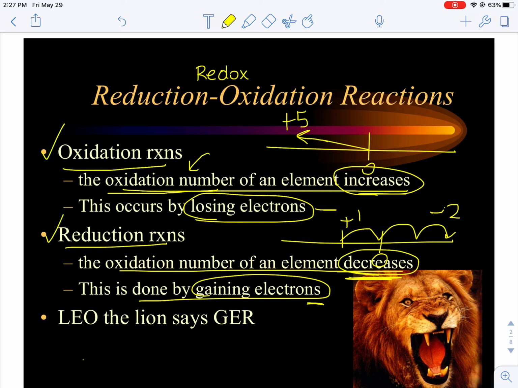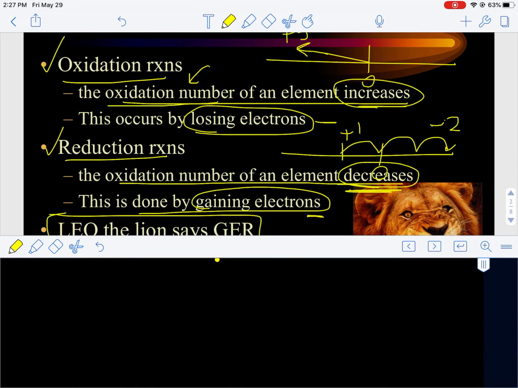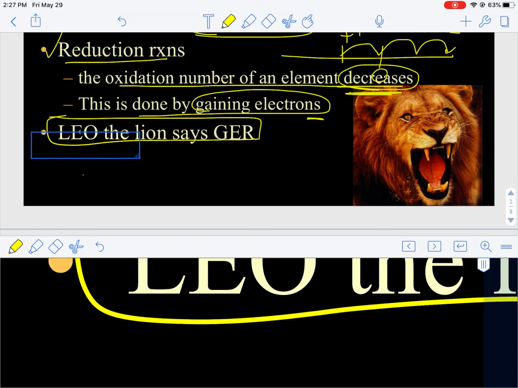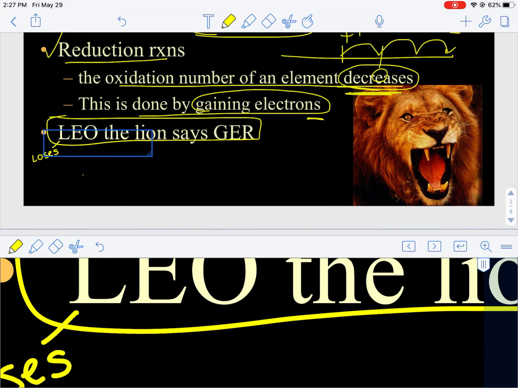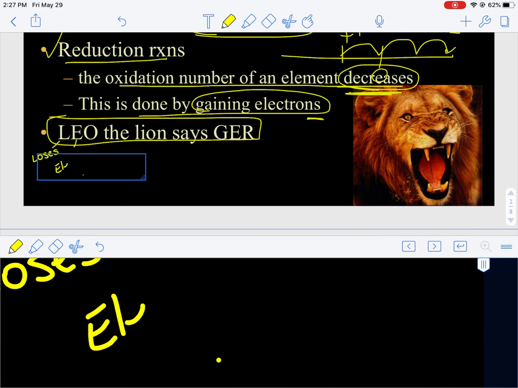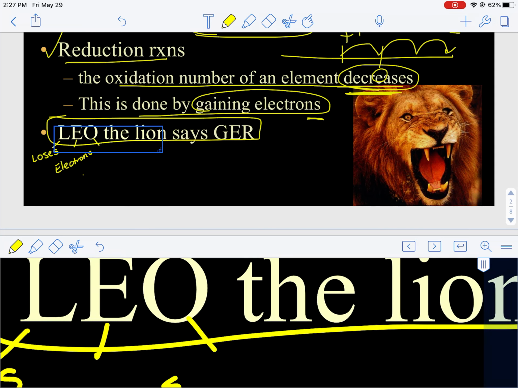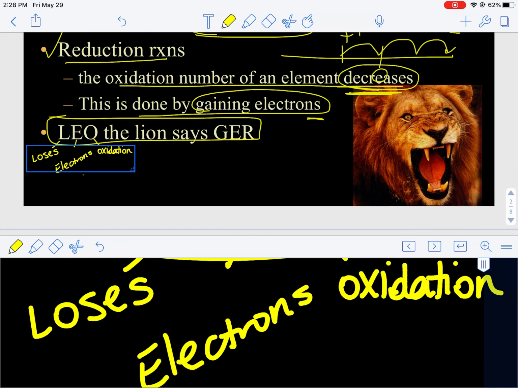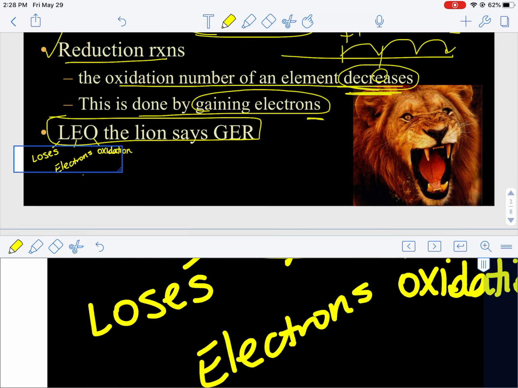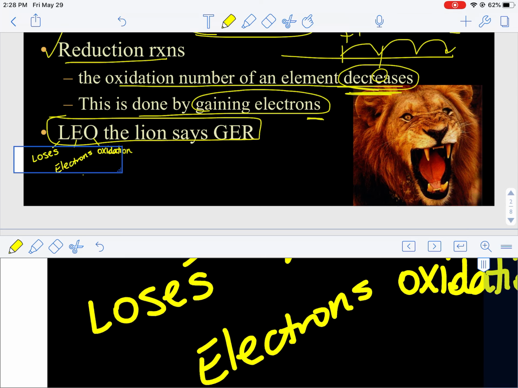We're able to keep track of what's going on in oxidation and reduction reactions by this cute little sentence: Leo the lion says grr. Leo is in all capitals because the L, the E, and the O stand for something. The L stands for loses. The E stands for electrons. And the O stands for oxidation. So right there in Leo, you have the definition. In an oxidation reaction, your atom is going to lose electrons.